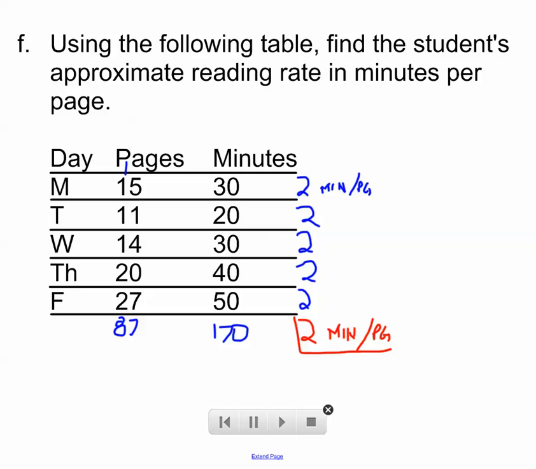You can see why I pre-record these. I'm not nearly as good at writing on this on the fly, but all right. So that's a good approximate reading rate in minutes per page, not pages per minute. Pages per minute would be actually the reciprocal of that. It would be about a half a page per minute. Okay, that's it for today. Ratios.